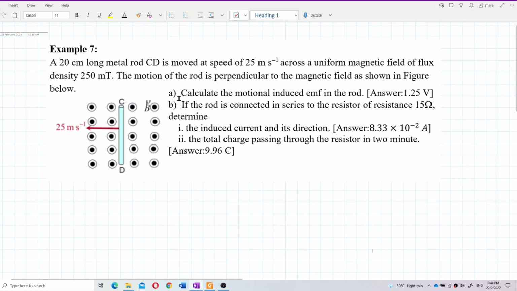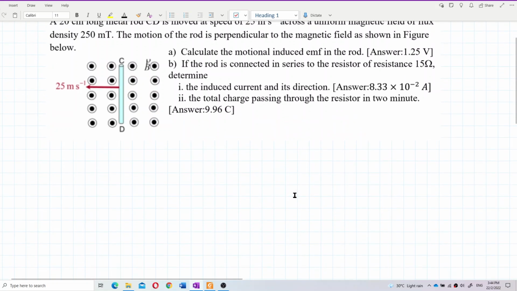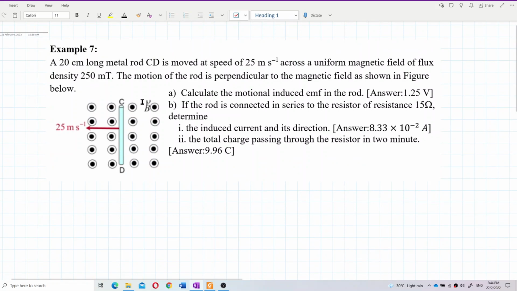First of all, we first look at question A. So here we want to find the motional induced EMF in the rod.